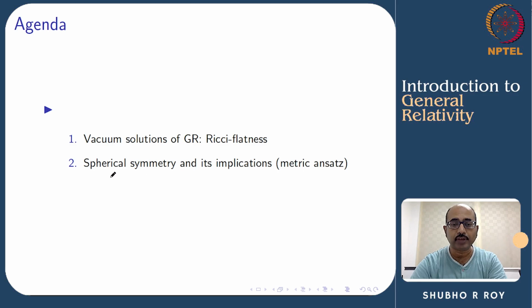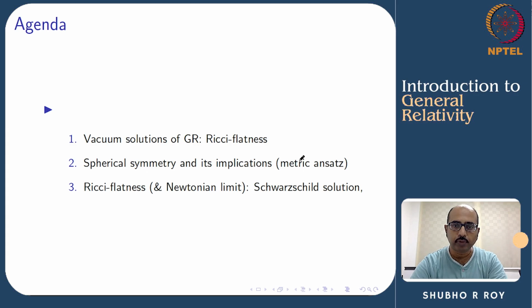And then we will discuss spherical symmetry. What do we mean by that in differential geometry language? And then what are the implications for the metric? And consistent with spherical symmetry, we'll write down an ansatz for the space-time metric. And then we will plug that spherically symmetric metric ansatz into the Ricci-flatness condition, because we are looking for solutions which are vacuum solutions, that is outside of sources, T mu nu is 0. And with some help from the Newtonian limit, we will be able to write down the Schwarzschild solution.